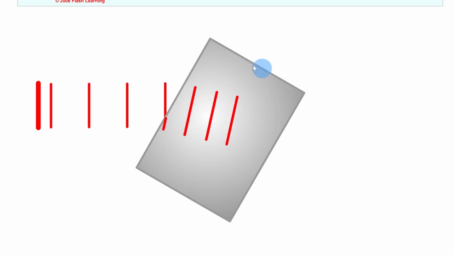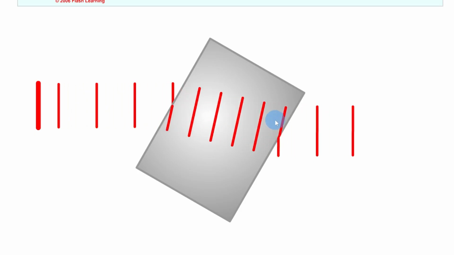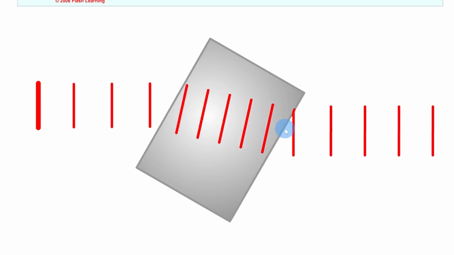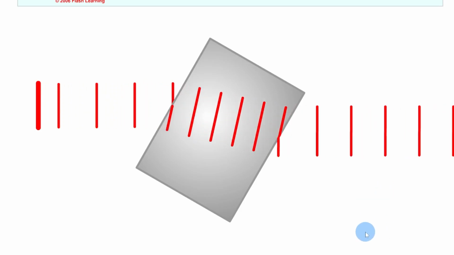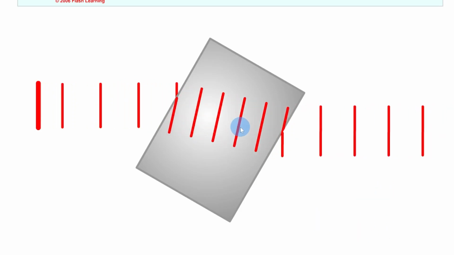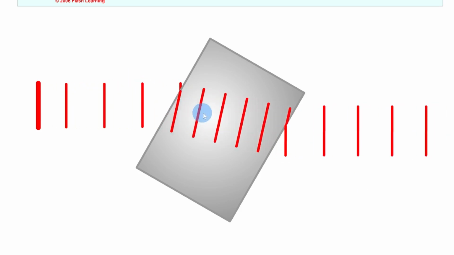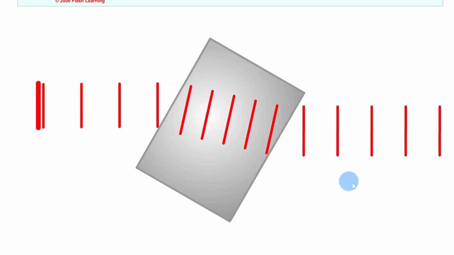So notice how the waves are slowing down as they enter the block. They're also changing direction when they enter this block here and when they leave the block. And we can see that the wavelength is changing as well. So the waves are bunching up within the block and they're spreading out again when they leave the block. So that means our wavelength is decreasing inside the block and then increasing when the light leaves the block.